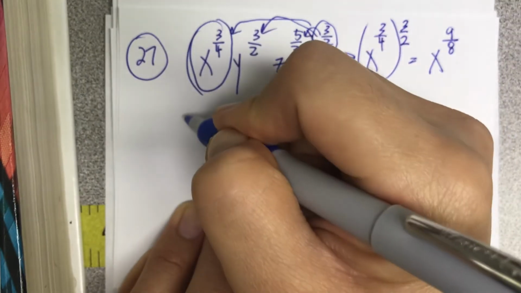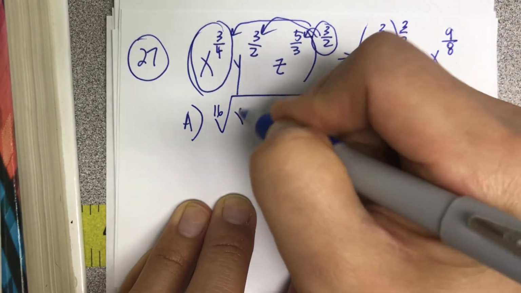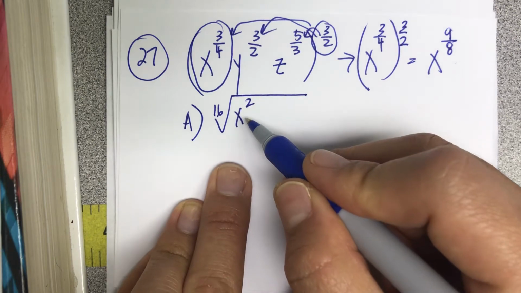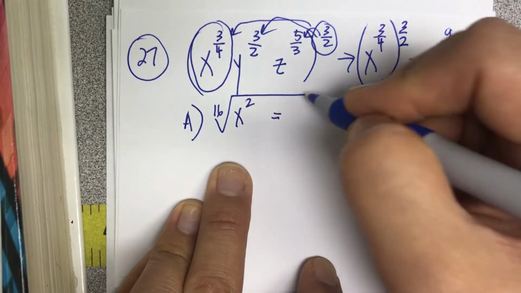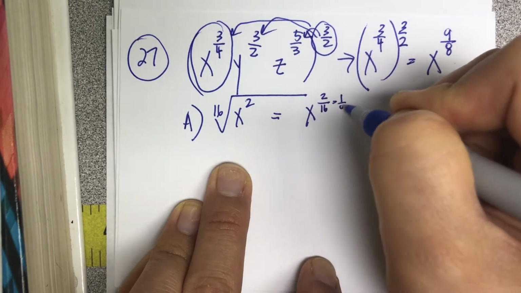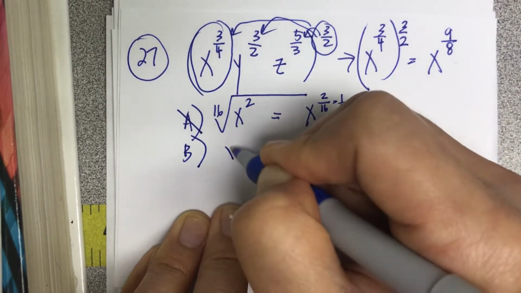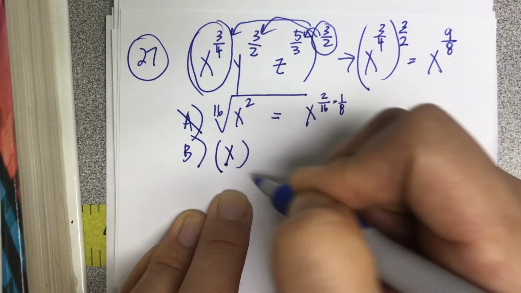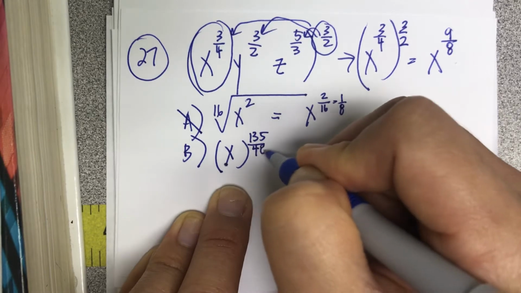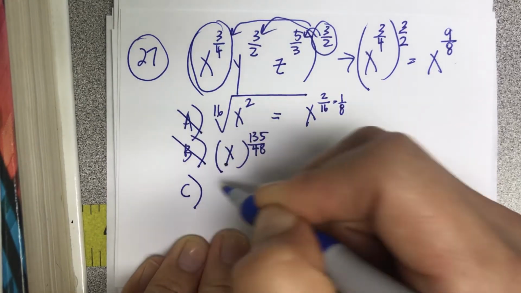Okay, so if you look at answer A, for example, this gets a little complicated because I have to write out each one. I'm just writing the first x portion out. So we know that this is the same thing as x to the 2 over 16, which is 1 over 8. Is that the same as that? No, cross it out. If you look at B, I'm only writing the x portion out because we're doing bite-sized pieces, and then I have to apply the exponent, 135 over 48. Is that the same as that? No. Okay?